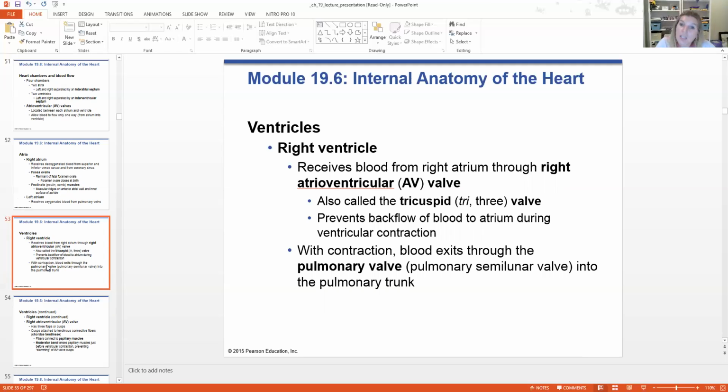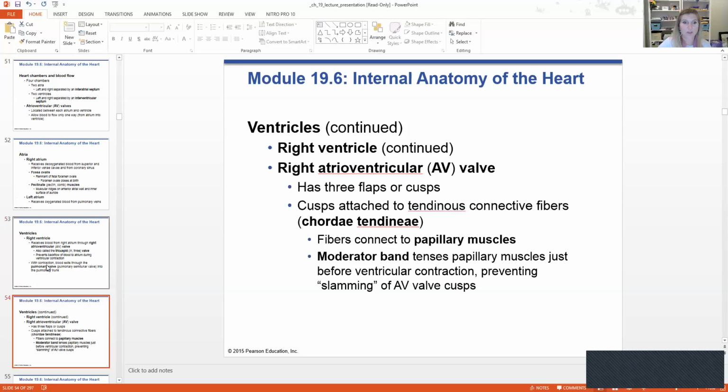So that tricuspid valve on the right side is preventing the backflow of blood from the right ventricle to the right atrium. With contraction, the blood is then going to go from the right ventricle out of the pulmonary valve, which is sometimes called the pulmonary semilunar valve, and that goes into the pulmonary trunk, into the pulmonary circulation, and then back into the left atrium. So that right AV valve has 3 flaps. That's why it's called the tricuspid valve.